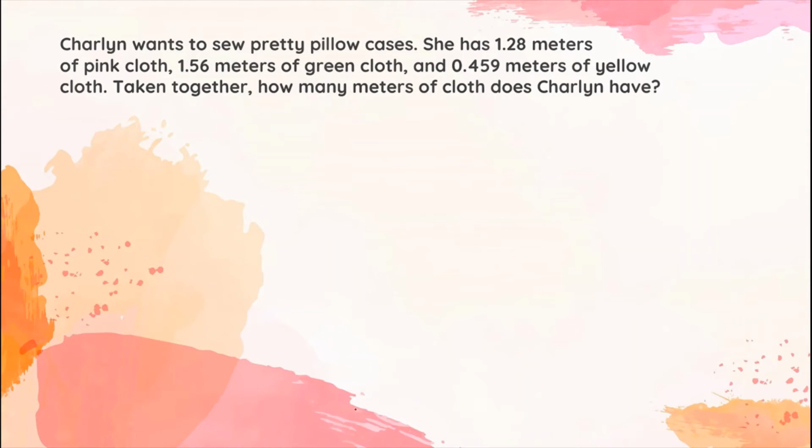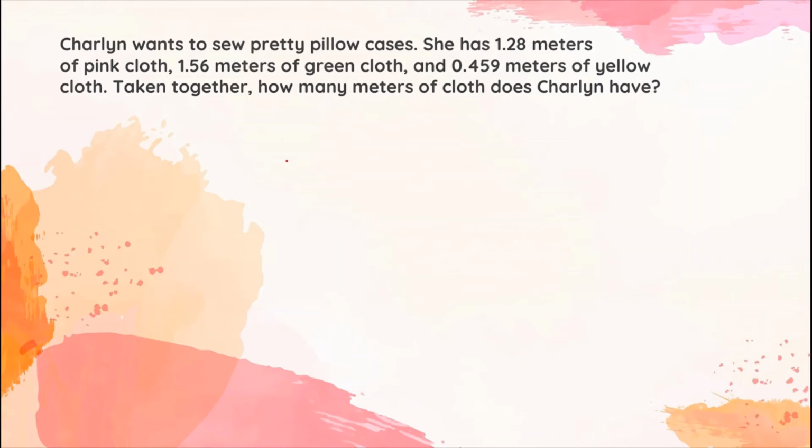Okay, now let us try to have another example here. Clarin wants to sew pretty pillowcases. She has 1.28 meters of pink cloth, 1.56 meters of green cloth, and 0.459 meters of yellow cloth. Taken together, how many meters of cloth does Clarin have? So, because we're looking for how many meters in all, this time we need to add those 3 measurements that Clarin has.